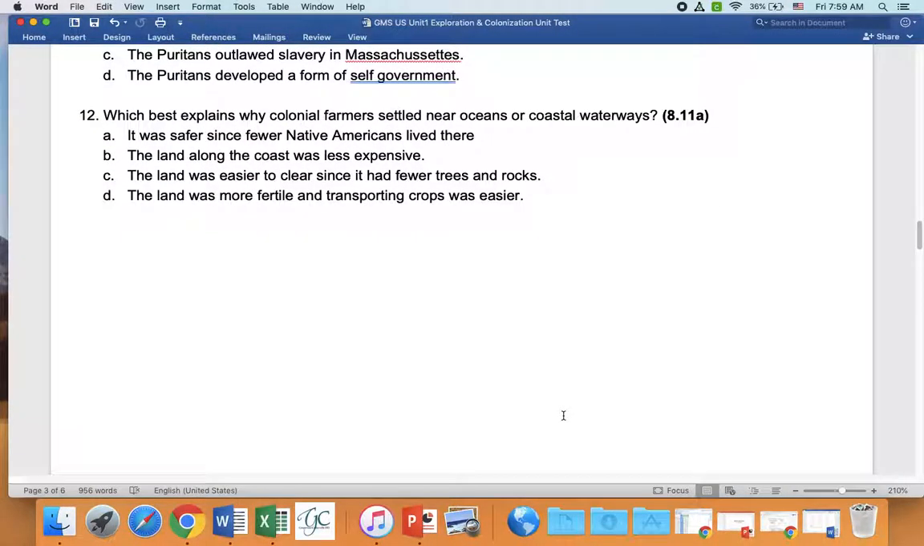Number 12. Which best explains why colonial farmers settled near oceans or coastal waterways? A. It was safer since fewer Native Americans lived there. B. The land along the coast was less expensive. C. The land was easier to clear since it had fewer trees and rocks. D. The land was more fertile and transporting crops was easier.